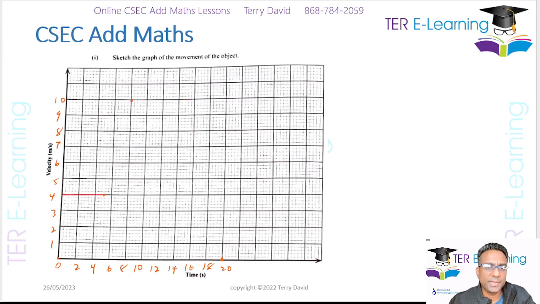So this is my first line here. Next line is from 5, and we're going straight up to 10. Then we have our next horizontal line here, and that's going up until 15. And then the last piece now is this here. So this is how the graph is supposed to look.